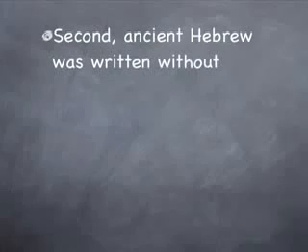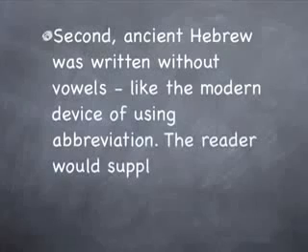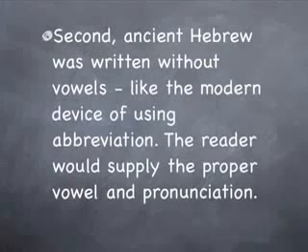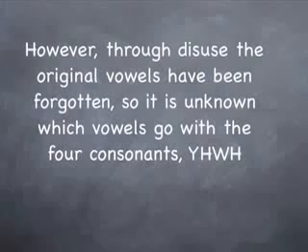Also, ancient Hebrew was written without vowels, like the modern device of using abbreviations, and the reader would supply the proper vowel and pronunciation. Now, there's a problem with that when it comes to the Tetragrammaton. And what is that? Through disuse, the original vowels have been forgotten, so it is unknown which vowels go with the four consonants YHWH.